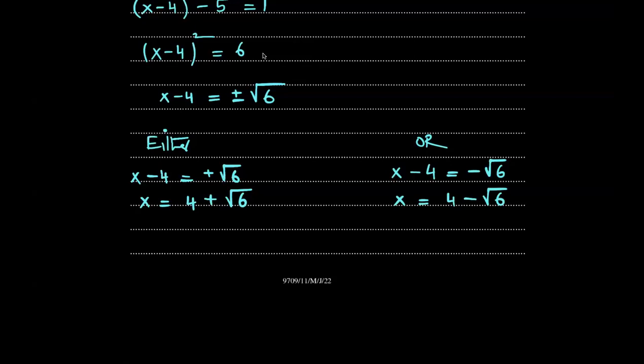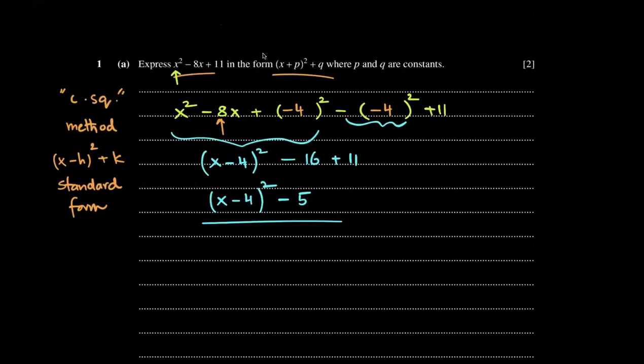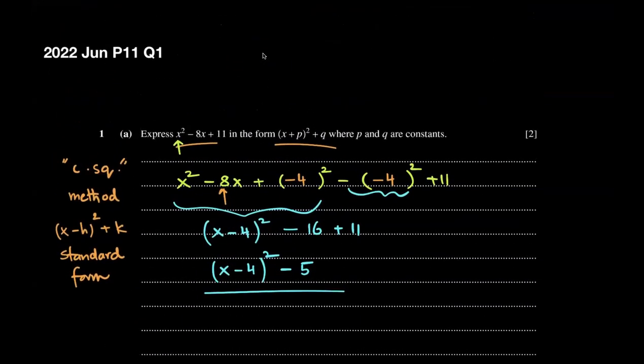So the answer is in the exact form. Why? Because we have not used a calculator. We have left the answer in the radical form, in the surd form. So this is one answer. This is the other answer. That's how we complete the first question in a time period of 3 minutes.